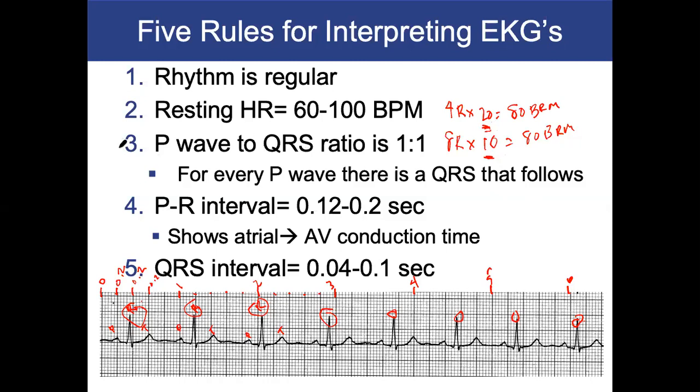The third one is really easy. It's P to QRS ratio, so it should be 1-to-1. What does that mean? For every P wave, there should be a QRS that follows. So let's look at the first one.